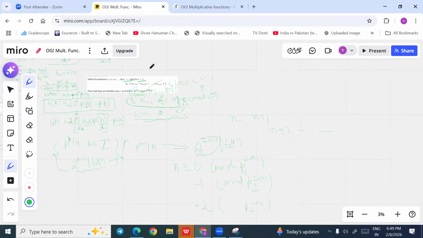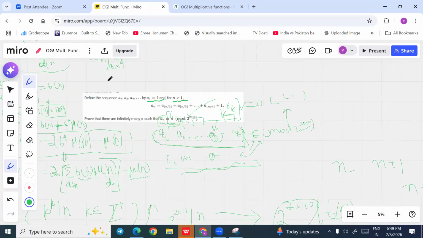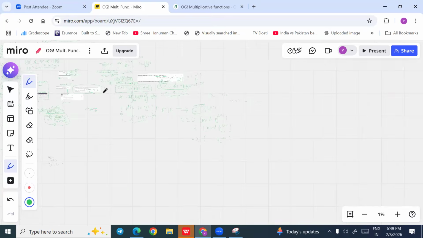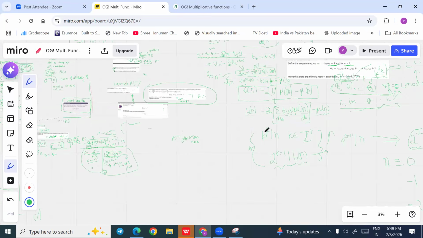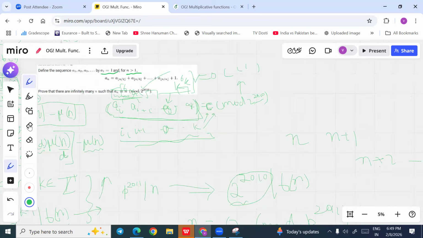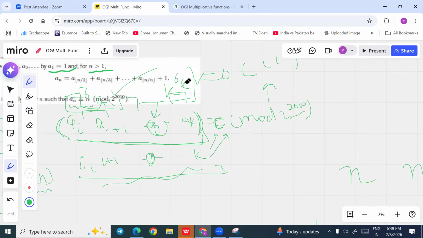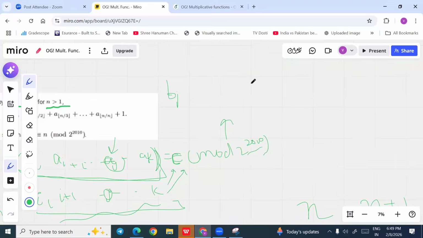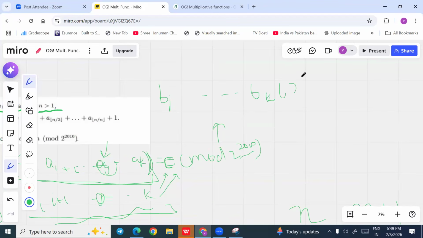So that's it for the day. Any questions? Can you repeat the part after how we wanted b_n to be 0 mod 2 to the 2010? Okay, so you understood that we just want to generate a large sequence of b_i to b_k which are all 0 mod 2 to the 2010.